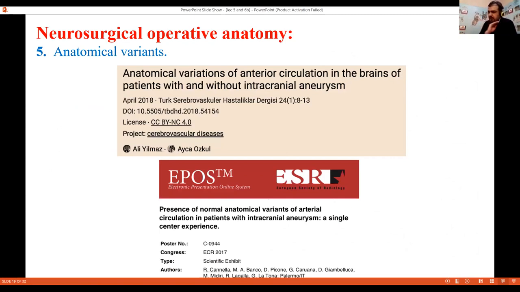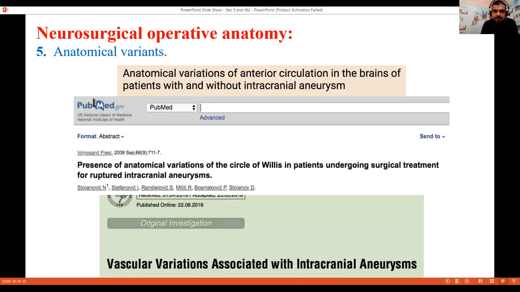And there is a nice article discussing this topic specifically, and I address these two articles or maybe more in this presentation, just to keep in mind, and if anybody needs to go to them and dig into details. These are some examples of anatomical variation of the anterior circulation of the brain, in patients with and without intracranial aneurysm. That's an interesting Turkish article, and another article about the presence of normal anatomical variants of arterial circulation in patients with intracranial aneurysm and the real implication.